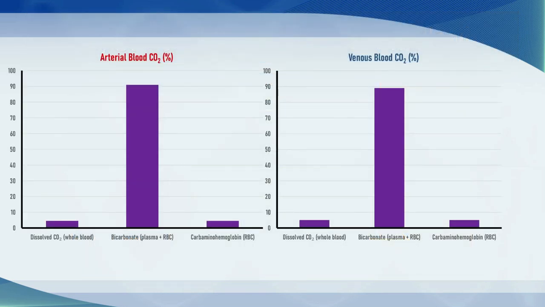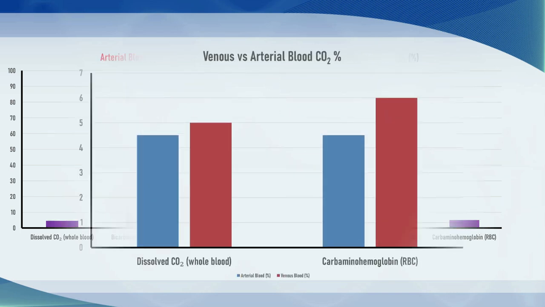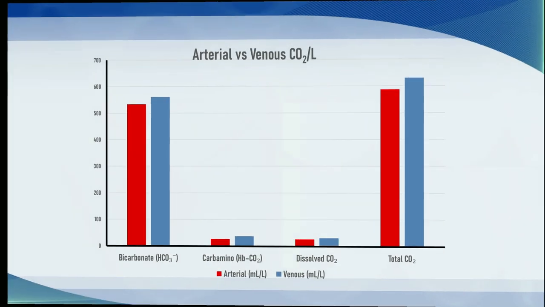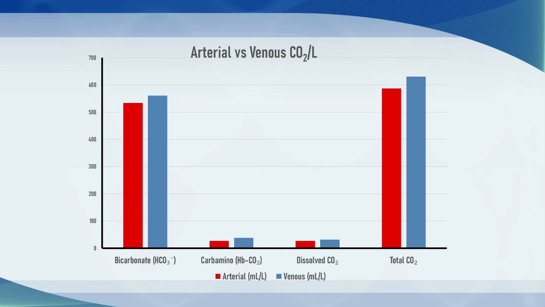This is a very unimpressive graph of the percentage of CO2 in arterial and venous blood in different moieties. Zooming in, you can see that there is an 11% increase in both dissolved and hemoglobin-bound carbon dioxide in venous blood. But in reality, the big increase in CO2 content in venous blood is derived from bicarbonate.